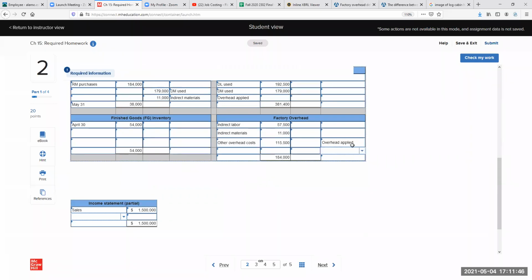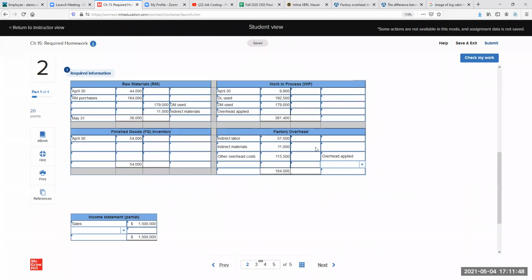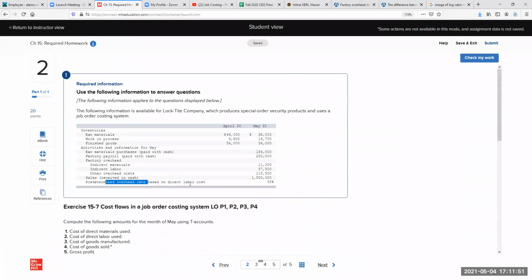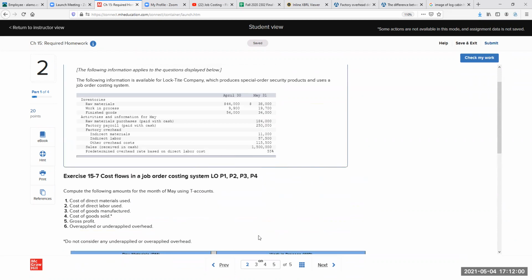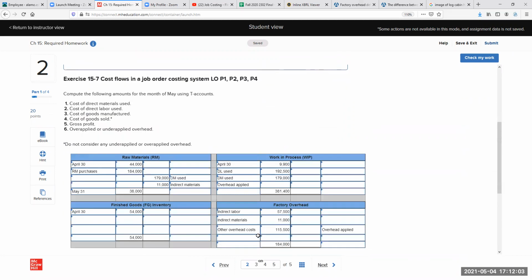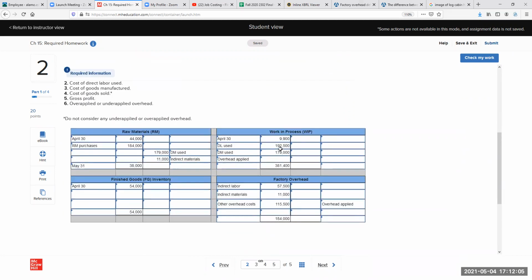All right, so now how much do we apply? Overhead is applied based on direct labor. What's our direct labor? 192.5 times what? 55%. So labor is 192,000, 55% of that is 105,875. Okay, and that's how much is here, 105,875.